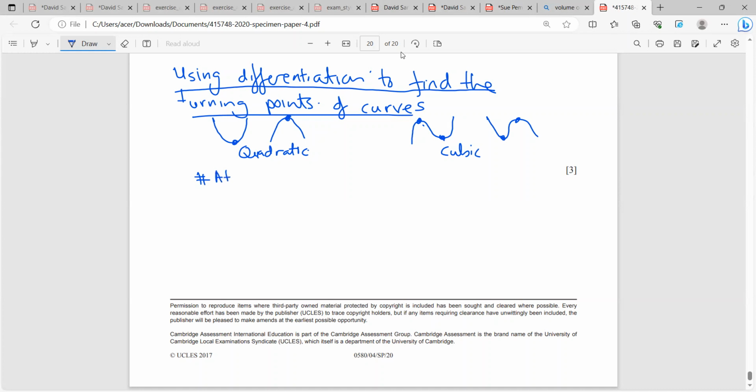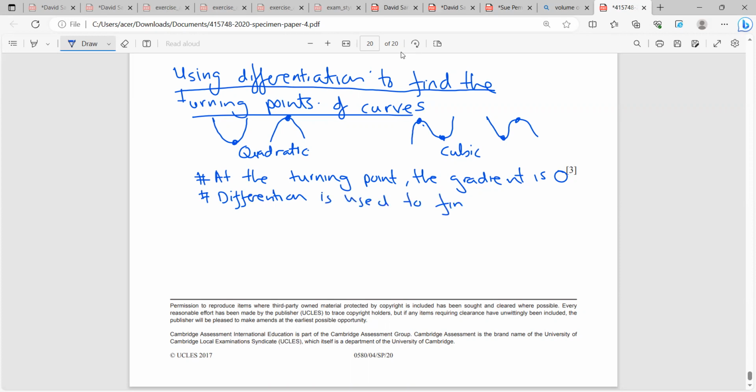At the turning point, the gradient is 0. Okay, so I'm going to combine this with our introduction to differentiation lesson from yesterday. Differentiation is used to find gradients.